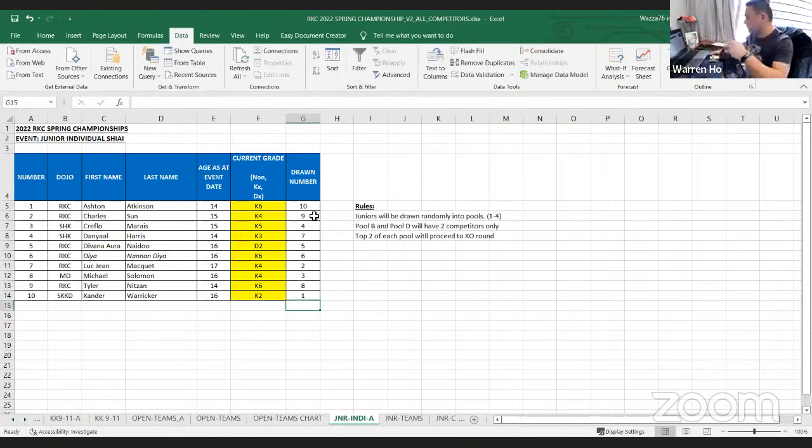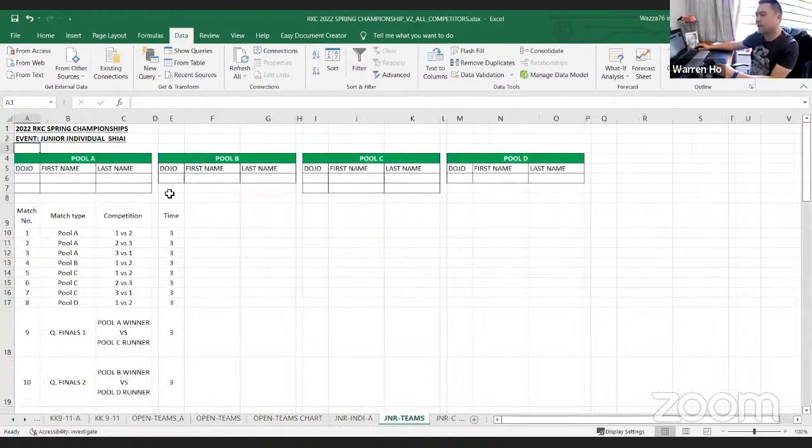Okay. So now these numbers go back into the bag. The next thing we're going to do now is determine which person belongs into which pool. And the way I've done it, if you quickly look at the spreadsheet, pool A has 3, pool B has 2, pool C has 3, pool D has 2 people.